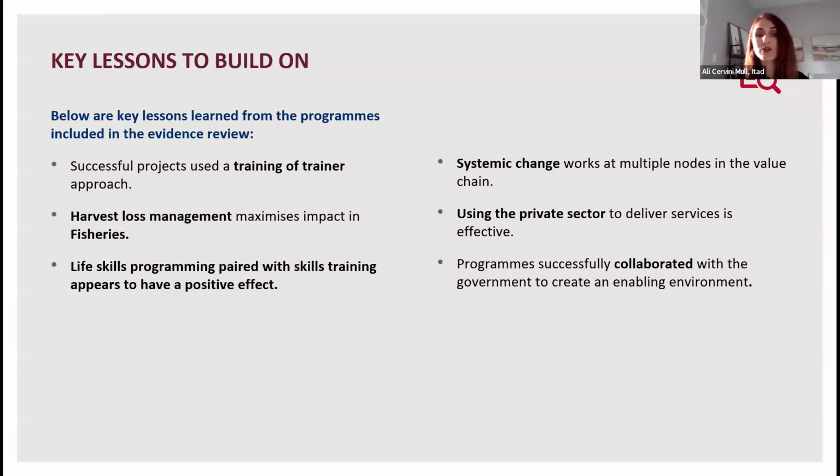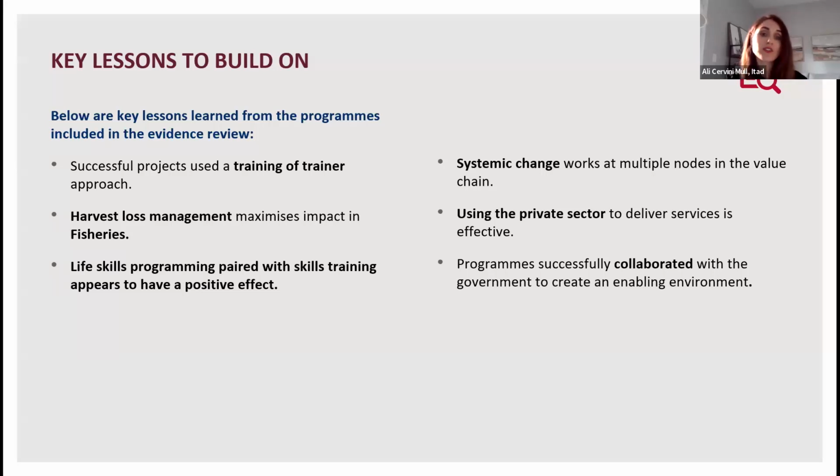In terms of livelihoods and skills development, life skills programming paired with skills training appears to have a positive effect on improving the chances of obtaining a job, especially among youth. Not just doing one or the other, but both together. For example, with the Kenya Youth Empowerment Project, a randomized controlled trial evaluation showed that life skills training had a positive effect on improving the chances of obtaining a job among female youth in Kenya.